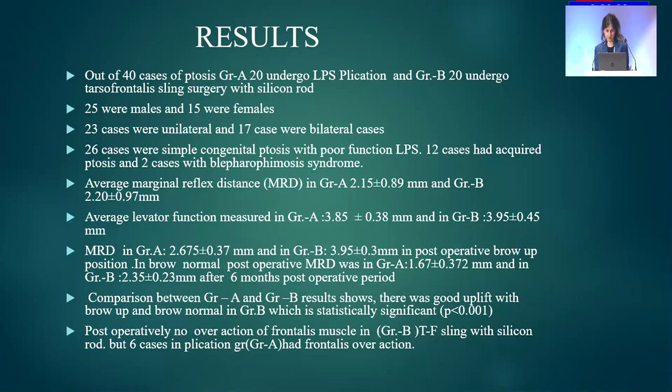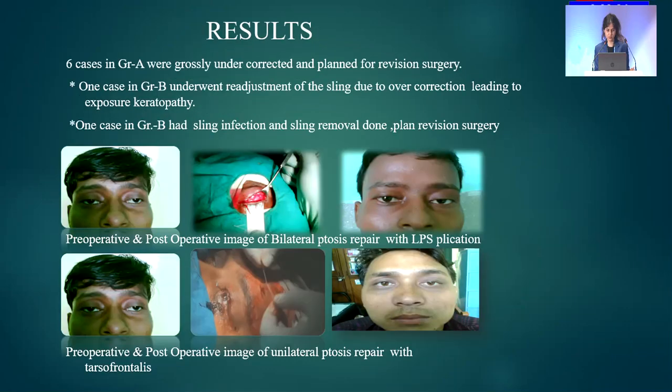In the results, the comparison between Group A and Group B shows that there was a good uplift with brow up and brow normal position in Group B, which is statistically significant. Six cases of Group A were grossly undercorrected and planned for revision surgery, and in one case of Group B there was readjustment of the sling due to overcorrection leading to exposure keratopathy. And in one case of Group B, there was sling infection and removal of the sling, and the patient was planned for revision surgery.